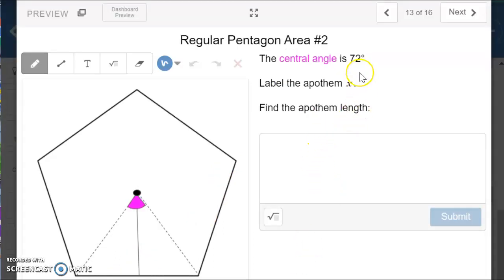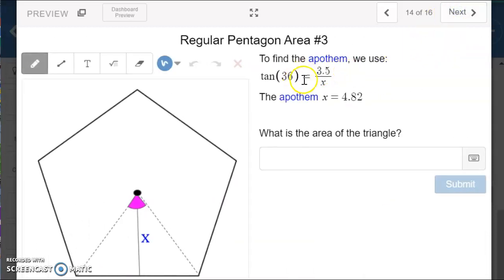So the central angle is 72, and your job is to find the length of the apothem. The next slide tells you how you should have found the apothem. You're going to use tangent of 36 equals 3.5 divided by x, because 3.5 is the opposite side and x is the apothem's length, which is the adjacent side. And so you should have found x to be 4.82.